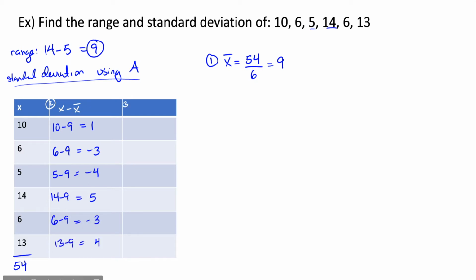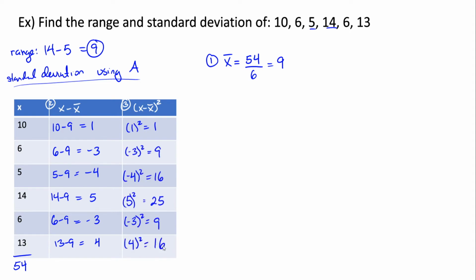Next, step 3 tells us to square all of the values from step 2. So we're going to take all these numbers we got and we're going to square each one. Next, step 4 tells us to add up all the values from step 3. So we add all of these numbers up and we end up getting 76.